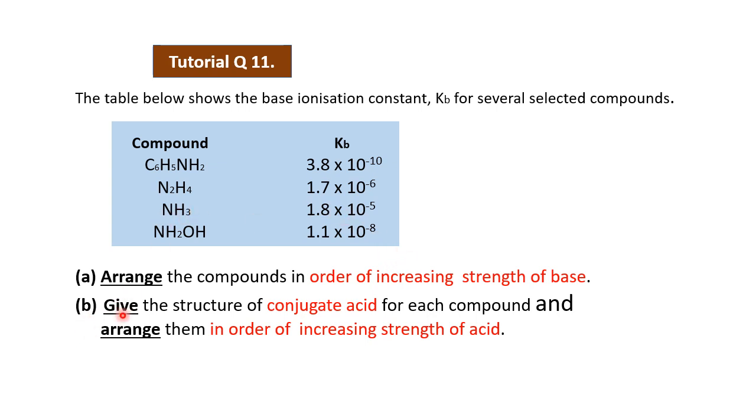For part B, give the structure of the conjugate acid. This is a base. According to Bronsted-Lowry, a base will accept a proton, meaning that all of these will accept a proton. We must have a concept: when this one is the strongest base, automatically it will become the weakest conjugate acid. So when it becomes the conjugate acid, it is the weakest acid compared to the other compounds. Okay, let's check the answer.